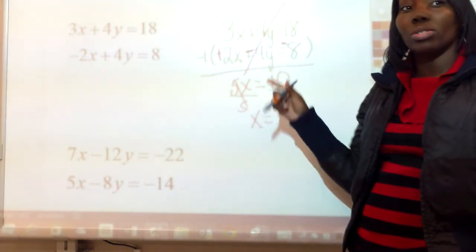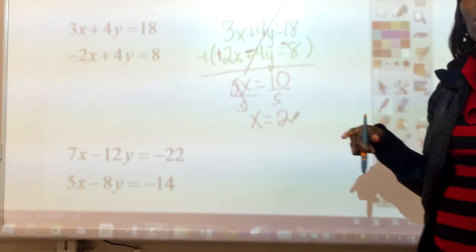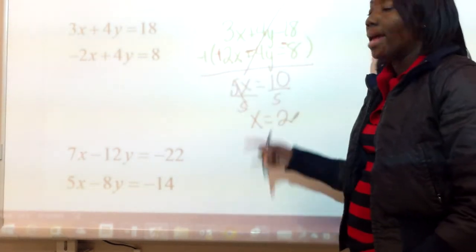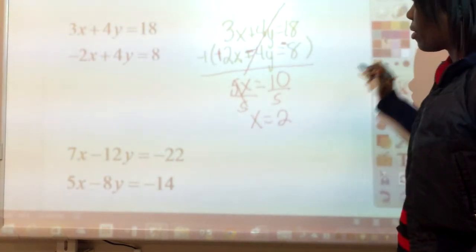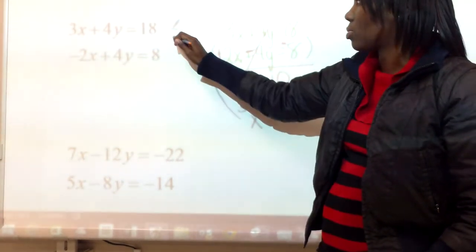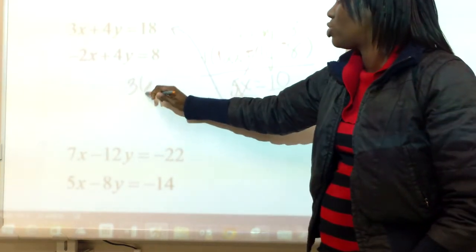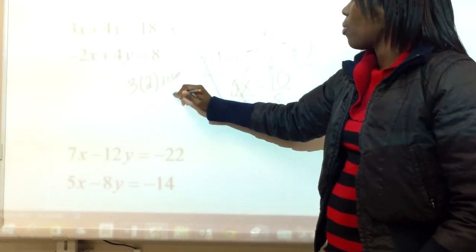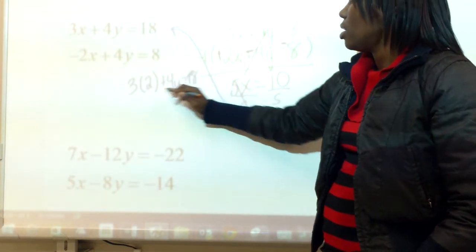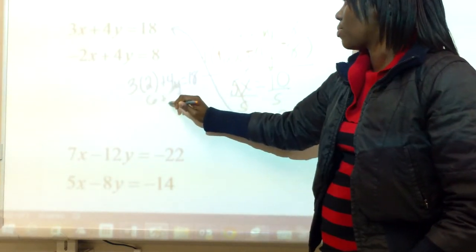So now we know the two lines cross at x equals 2, and we're going to plug it back in so that we can figure out our y value. I'll plug it into the first one. So now, instead of x, we have 3 times 2 plus 4y equals 18. 3 times 2 is 6.